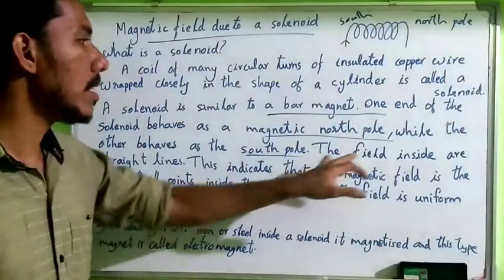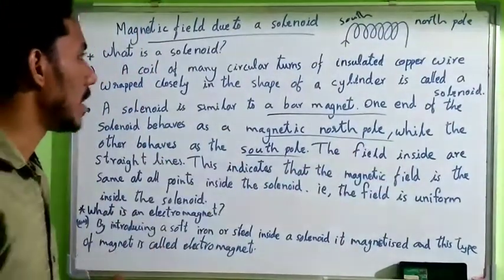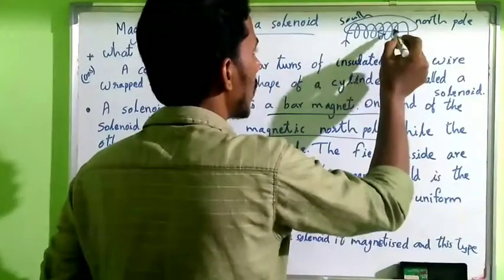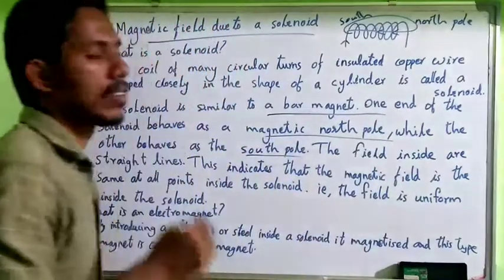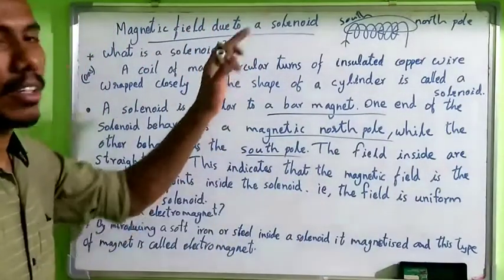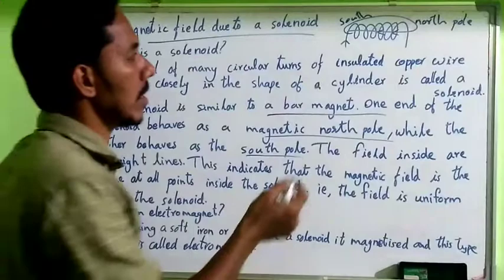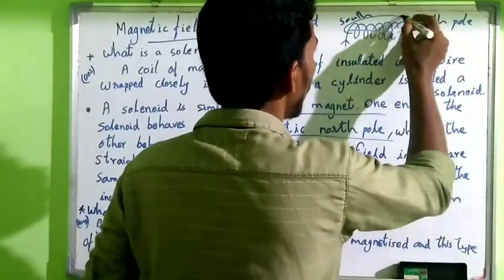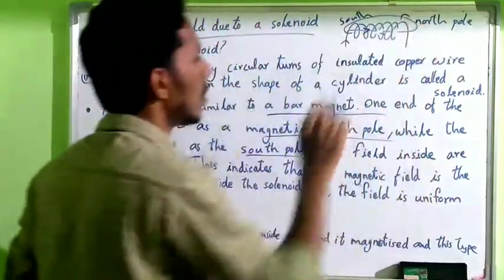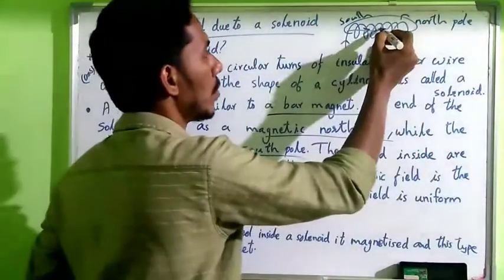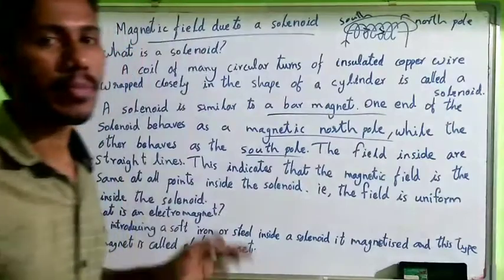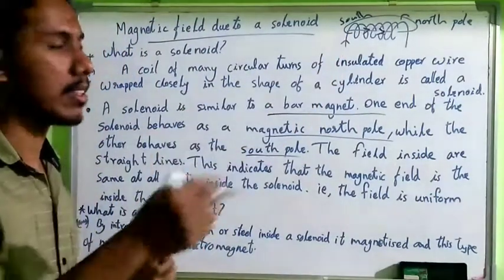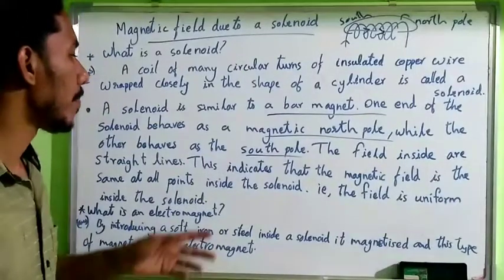Okay, the field inside consists of straight lines. The field is a straight line. The direction is just opposite, north to south outside, so inside this, south to north. Inside the bar magnet, the direction of the magnetic field is like a straight line.